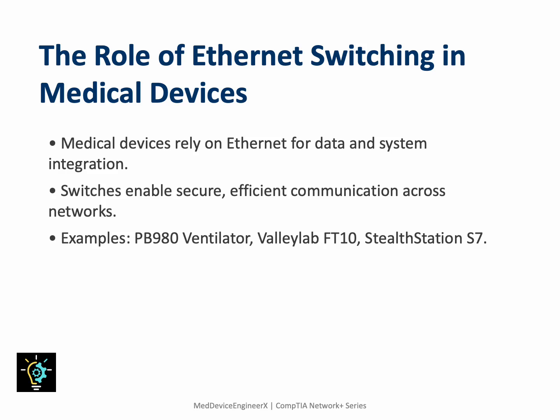Ethernet switching is central to how hospitals connect devices like ventilators, imaging systems, and surgical consoles. The PB980 ventilator uses Ethernet to send patient data to monitoring stations. The StealthStation S7 exchanges surgical navigation data with imaging servers through managed switches. Valleylab FT10 uses an Ethernet interface for diagnostics and updates.